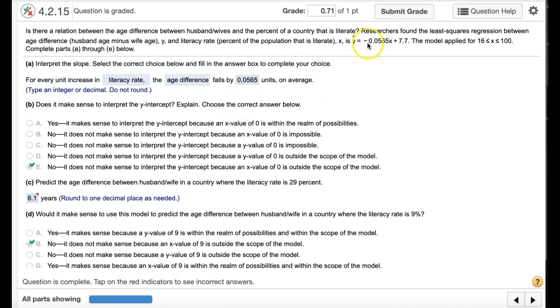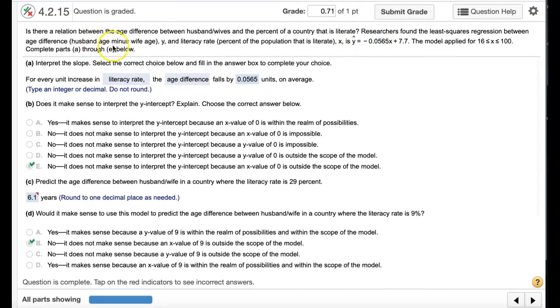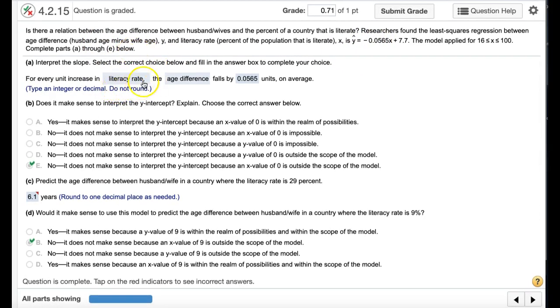What's the slope? The slope is negative, which means there's a decrease in the age difference, right? As we increase the literacy rate by 1%, the age difference falls. It decreases. Remember, a slope is y over x, the difference in y divided by the difference in x.